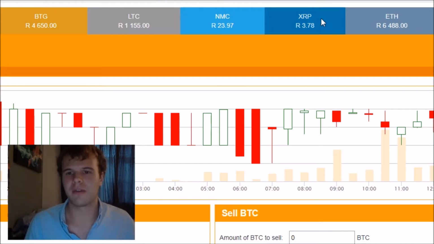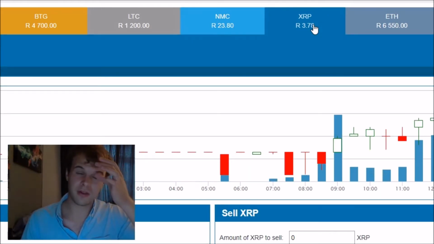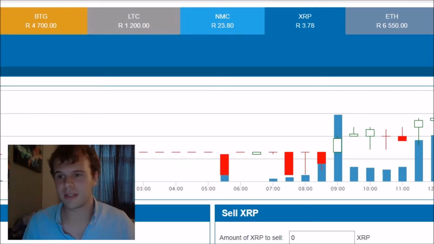I also have about another 1,000 Rand in Ripple over here. Ripple, I'll also touch on. It's quite an underknown currency. I have 275 Ripple coins.